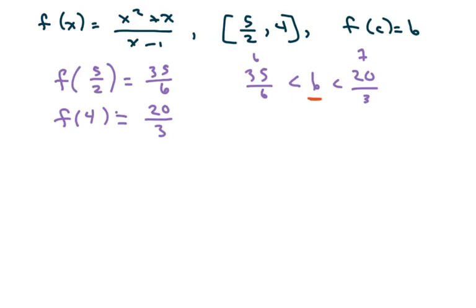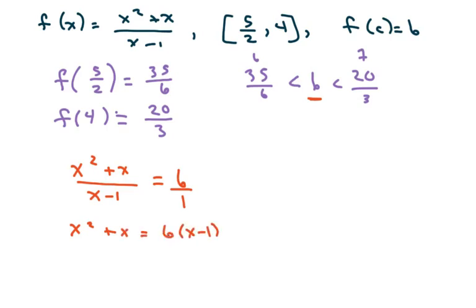Therefore, by the intermediate value theorem, we're going to find what my c is. So we have (x squared plus x) over (x minus 1) equals 6. And you can cross multiply. You get x squared plus x equals 6 times (x minus 1). x squared plus x equals 6x minus 6. Clean that up, and you're going to get x squared minus 5x plus 6 equals 0.